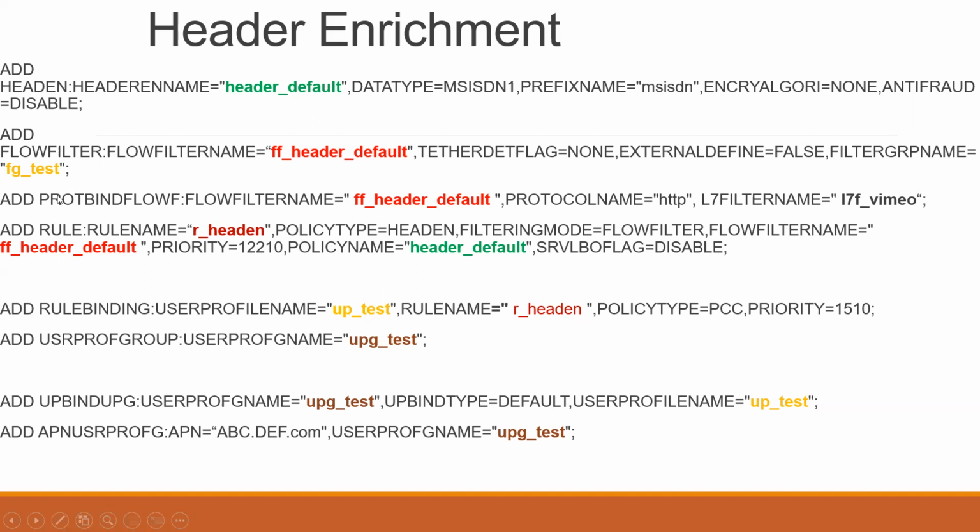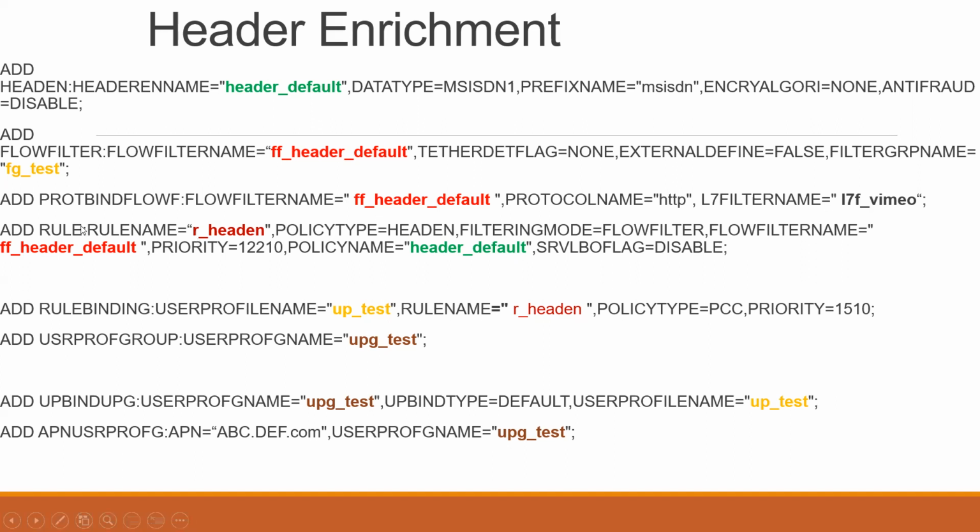So we use add protocol bind flow, the flow filter name remains the same, and this same flow filter will have this L7 filter along with the specific protocol name appended to it. So any request that is going towards this fg_test IP address, or any request that is going towards this L7 filter of Vimeo URL, is going to be appended with this MSISDN.